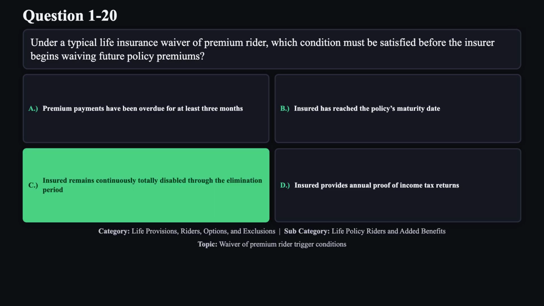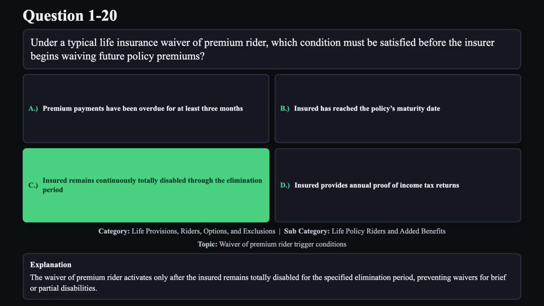The correct answer is C. The waiver of premium rider activates only after the insured remains totally disabled for the specified elimination period, preventing waivers for brief or partial disabilities.